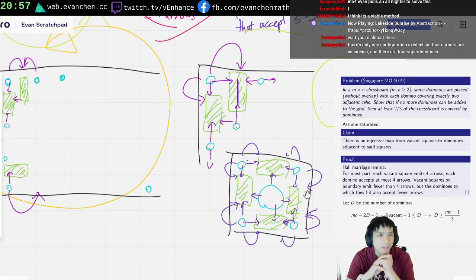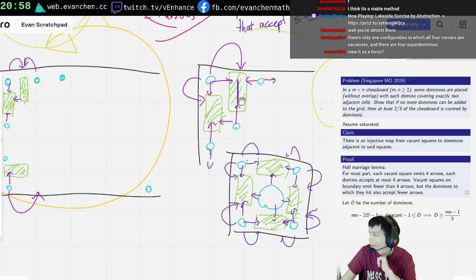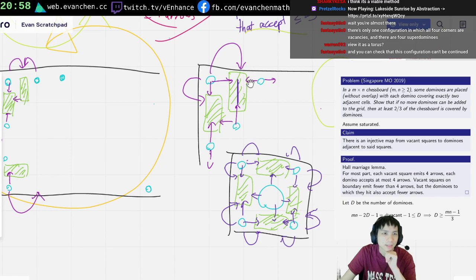Yeah, you're almost there. So only one configuration, all 4 corners are vacancies, and there are 4 super dominoes. I know, but how do I prove it? Even in this case where one of them points inward, I don't see what you do with it. There's still just 4 super dominoes. View it as a torus. Wait, what?